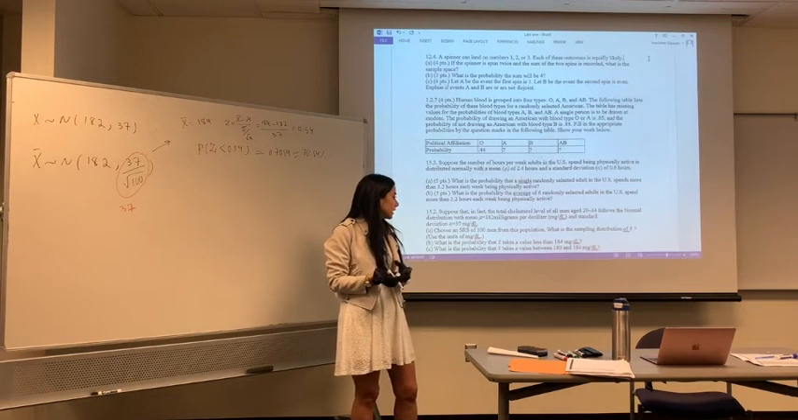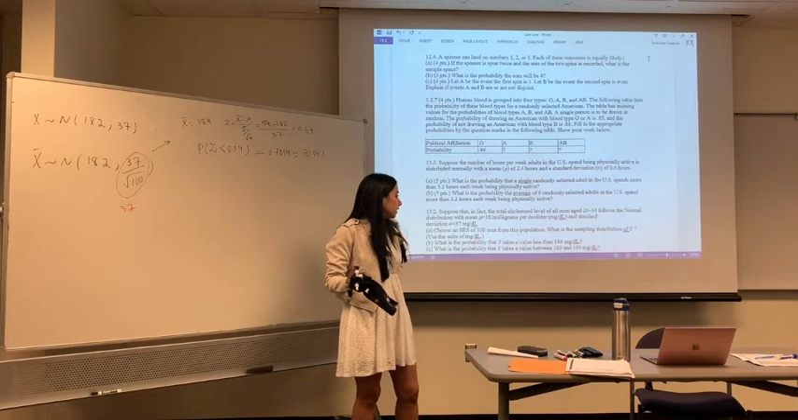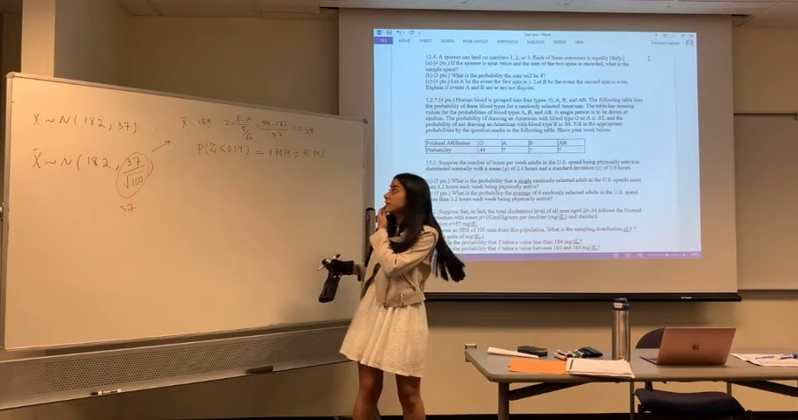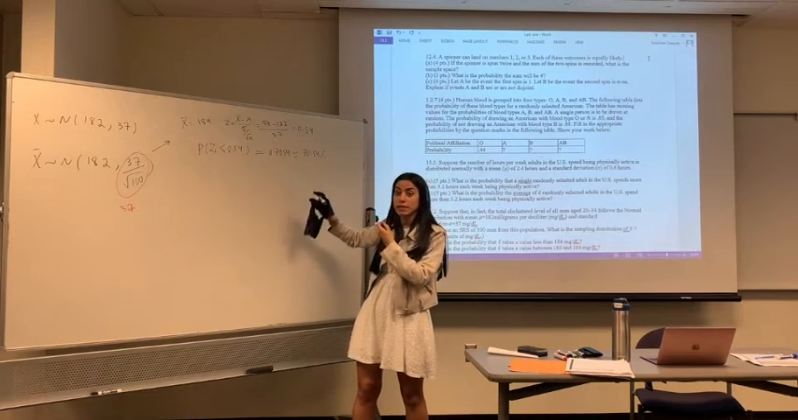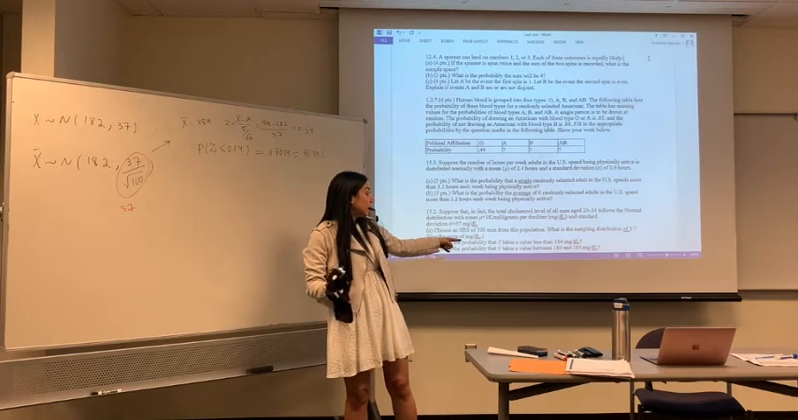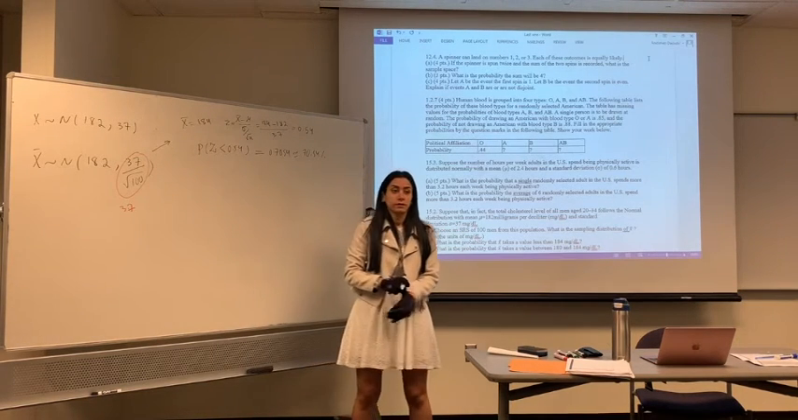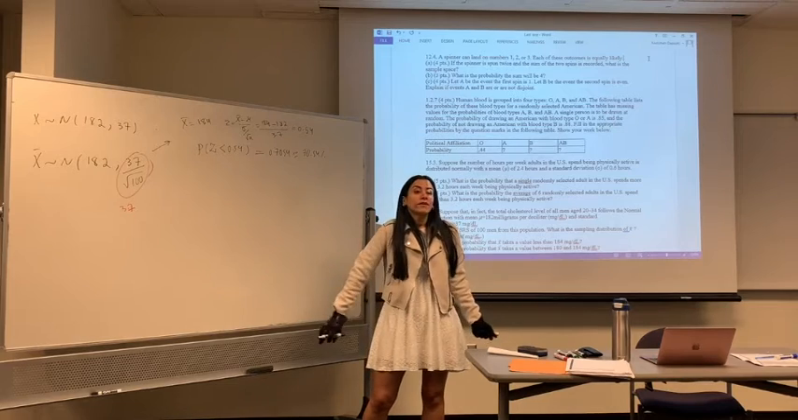So what was that? What is the probability that X bar takes a value less than 184? The average of 100 men: there is a 70% chance that the average of 100 men will have cholesterol less than 184, right? Do you have any question?